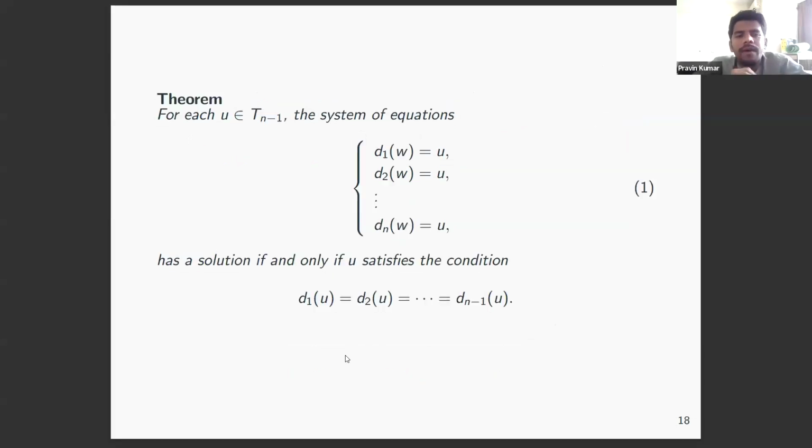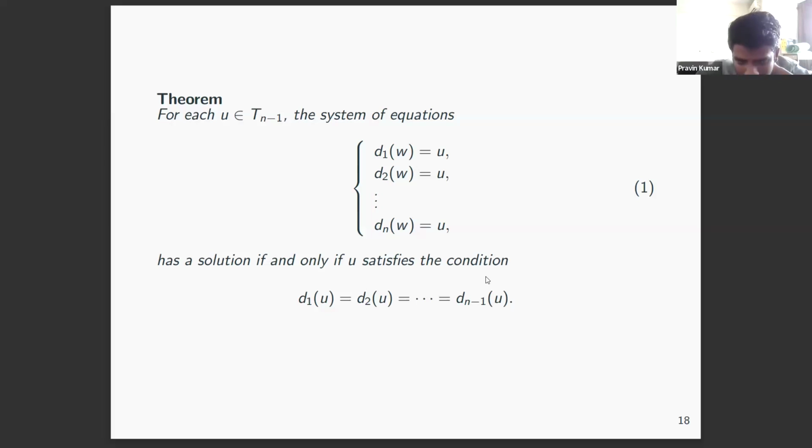So then we gave a characterization of all Cohen twins. We proved the following theorem: the system of equations has a solution for W if and only if U satisfies the following condition, which means this W is a Cohen twin, its image under each of these maps is the same. W is a Cohen twin if and only if U is a Cohen twin on n-1 strands.